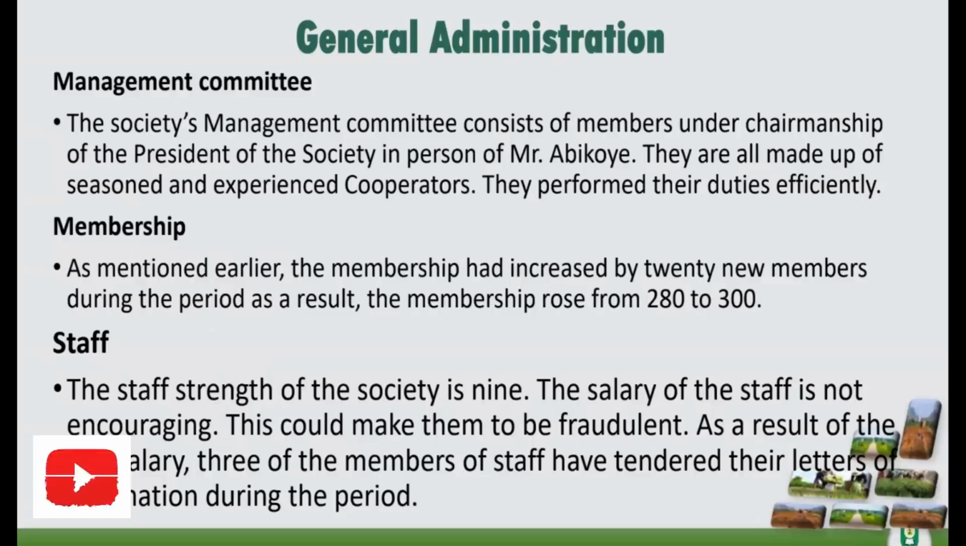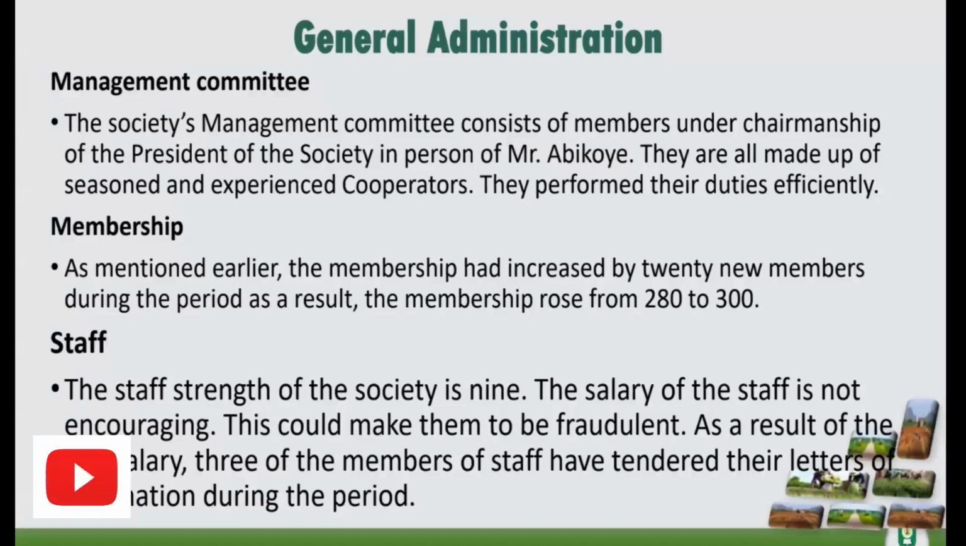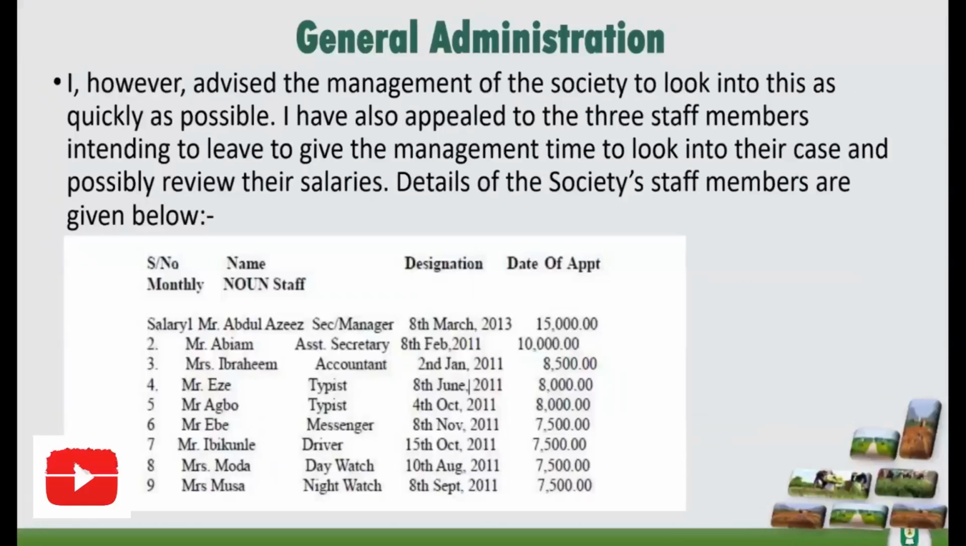All right. Now, under membership, as mentioned earlier, the membership had increased by 20 new members during the period. As a result, the membership rose from 280 to 300. Under staff, the staff strength of the society is 9. The salary of the staff is not encouraging. This could make them to be fraudulent. As a result of the low salary, 3 of the members of the staff have tendered their letters of resignation during the period. So you see, the report is quite comprehensive.